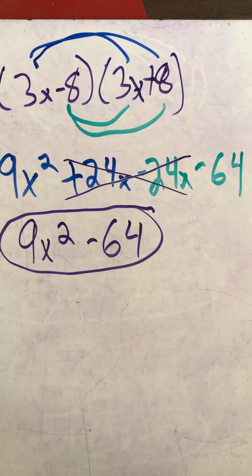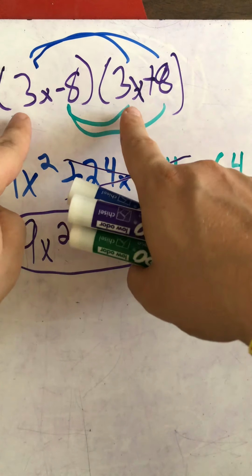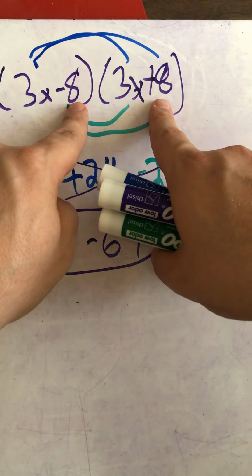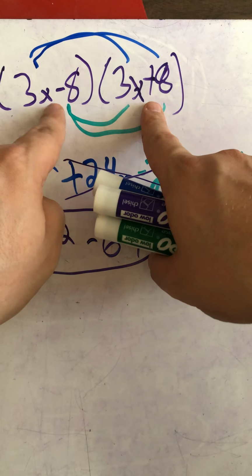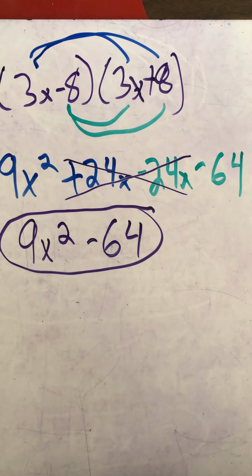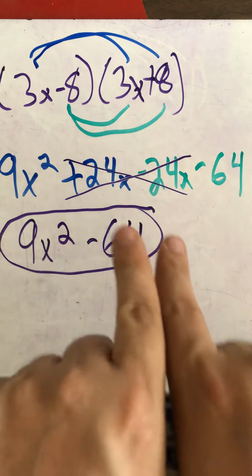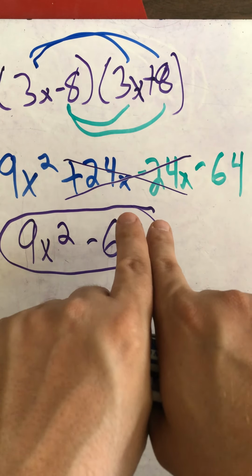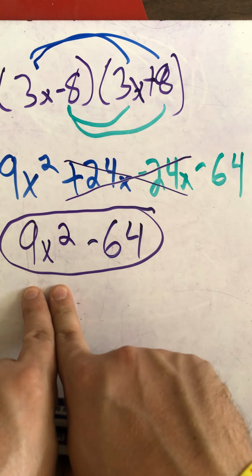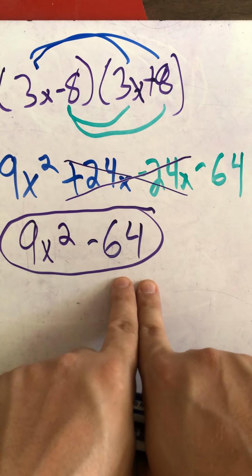This is a special circumstance called the difference of perfect squares. If your first term in each of them are the same, if your second term in each of them are the same, the only difference is the sign in between the first and the second terms of the binomials, your middle parts will cancel out. And we are just left with 3x times 3x and negative 8 times 8.